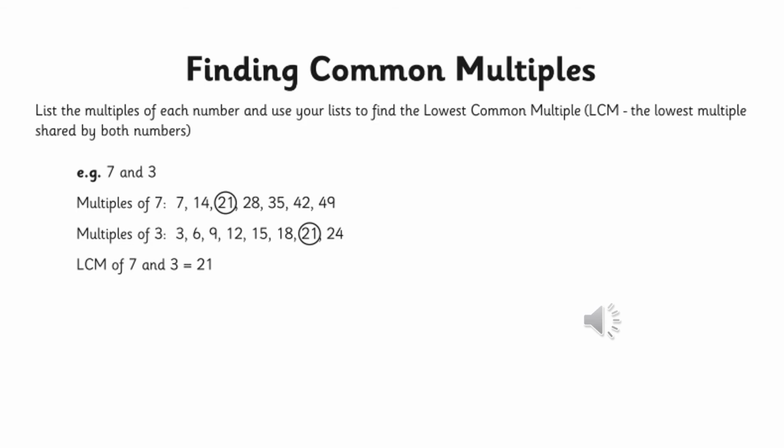So let's have a look at this example. So 7 and 3. You will write out, for example, the 7 times table: 7, 14, 21, 28, 35, 42, 49. I wouldn't recommend writing above the 10 times of the number. And then the multiples of 3: 3, 6, 9, 12, 15, 18, 21, 24. And you can see that the multiple that they share, and they might share others later on in the times tables, the multiple that they share is 21, that's the lowest number.